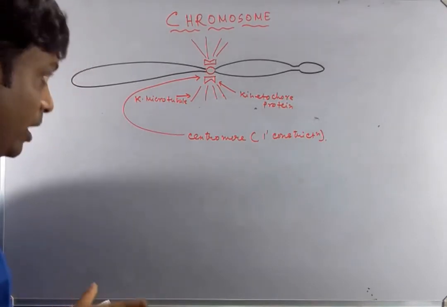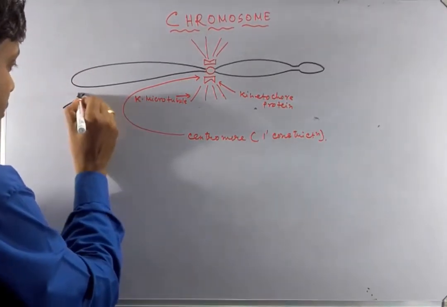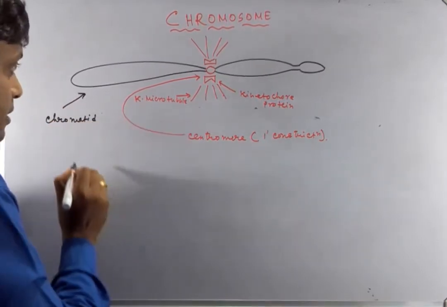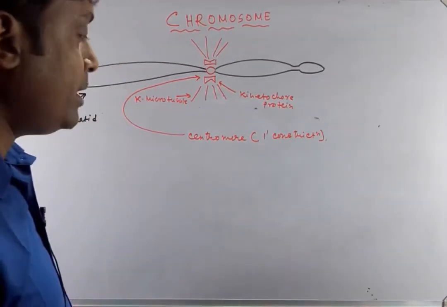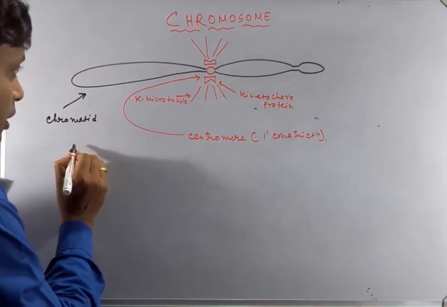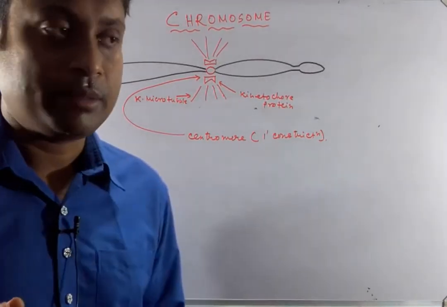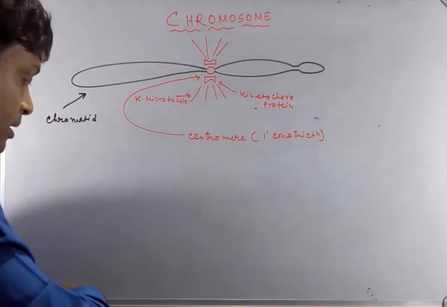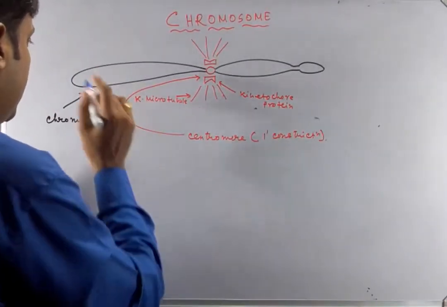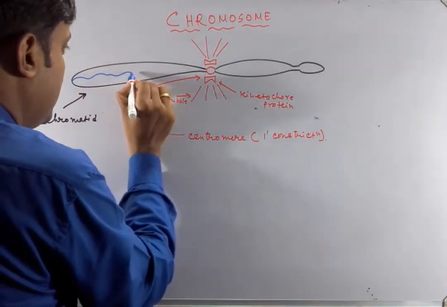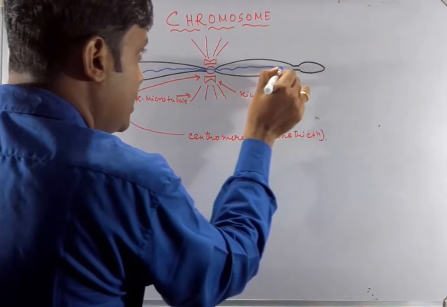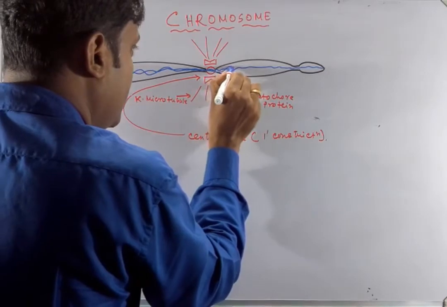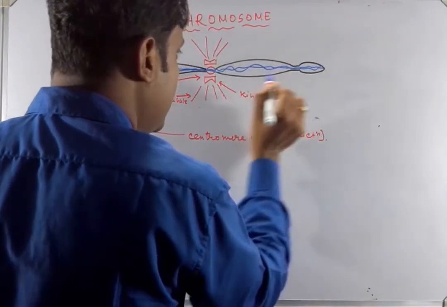And these are the two arms of the chromosome, and these two arms are actually called chromatids. These arms may be equal or unequal, and when they are unequal, the short arm is called the P arm, and the long arm is called the Q arm. Anyway, inside the chromatid there is a structure, and this is called the chromonema. So here is the chromonema.